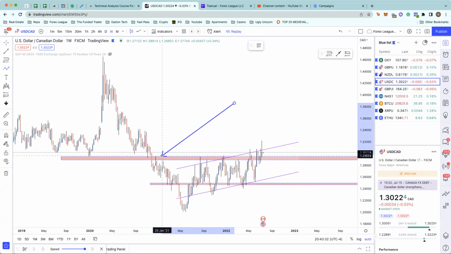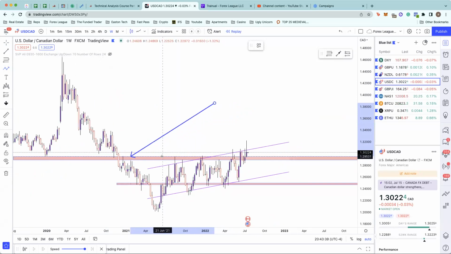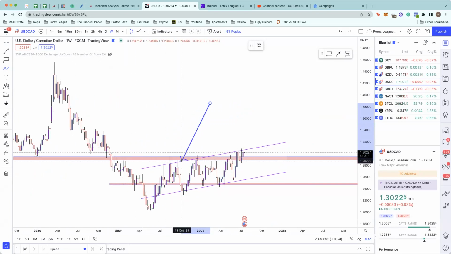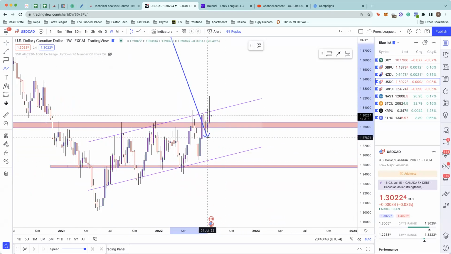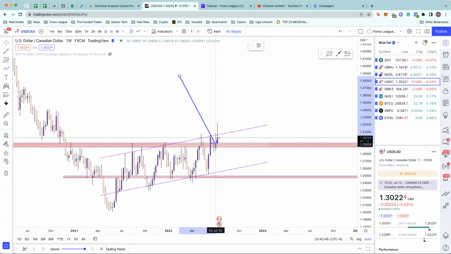1.295 and then 1.29. So it's a pretty wide range that we're in right here. Then we have all resistance in this area. And as you can see, we just broke the resistance, retested it, and found it as support, but a lot of buyer exhaustion here. So that's why I'm a bit wary on this one.